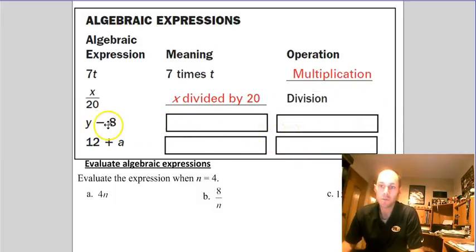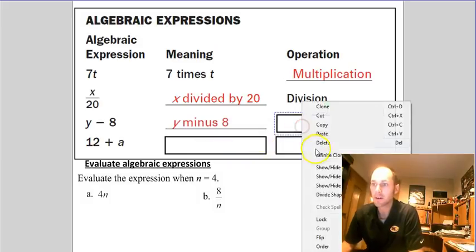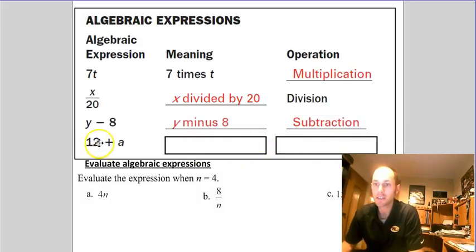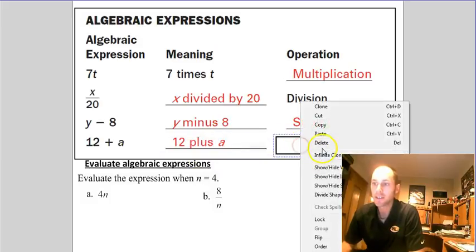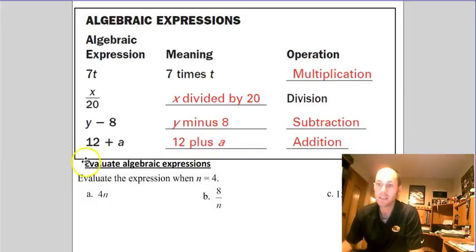That's division. Y minus 8. You've probably seen that before. It's subtraction. 12 plus a. And that would be an addition. Okay, so let's take a look at some of these algebraic expressions down here.